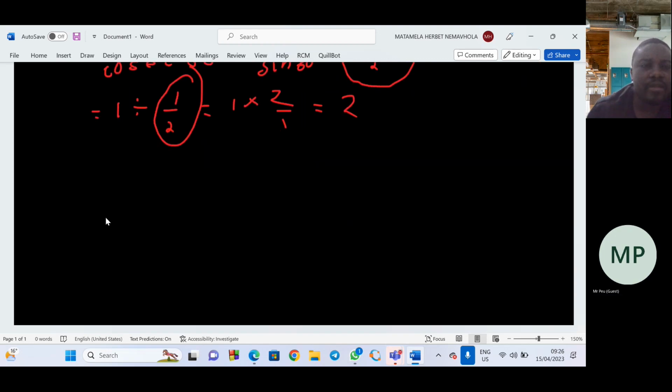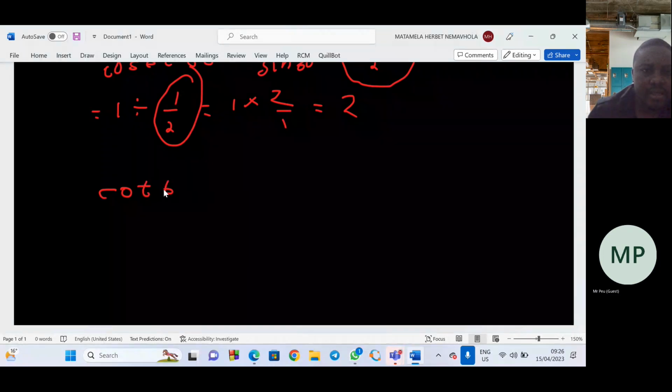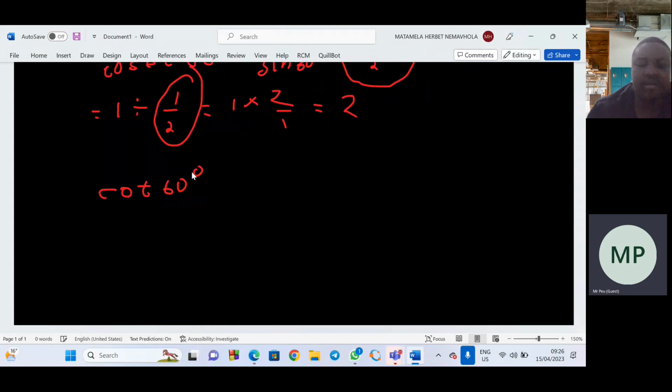Using this method, I want you to find the value of cot of 60 degrees. Can you find it for me?